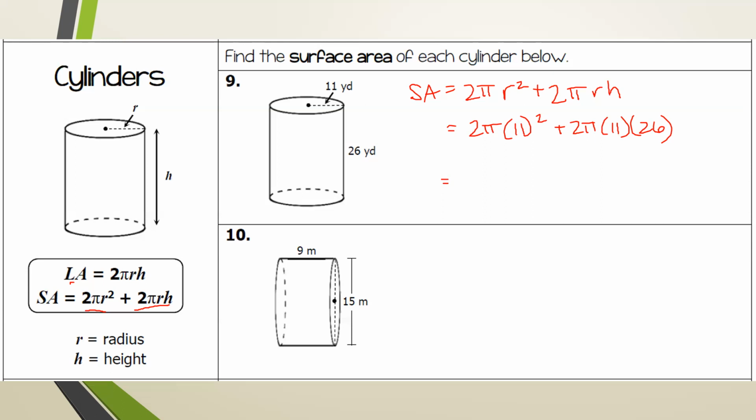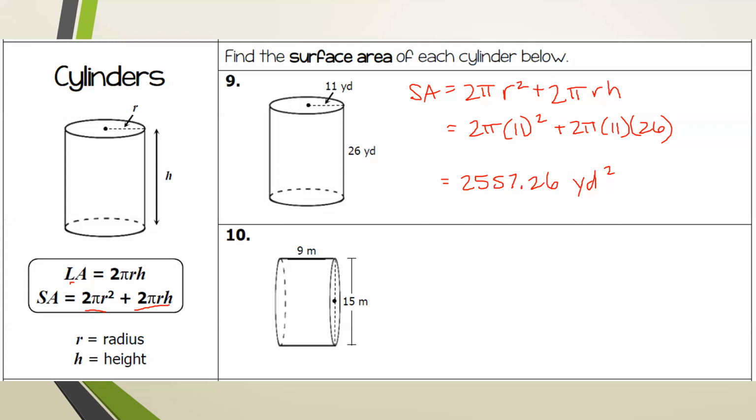Don't use 3.14 unless it tells you to. Occasionally, the problems on USA Test Prep will say, make pi 3.14. If it says to do that, then use 3.14. But if it doesn't say, use the pi button. That gives you the most exact answer. And you should get 2,557.26. Our units, well, this is an area, so it's yards squared. I don't need that S, just yards squared.